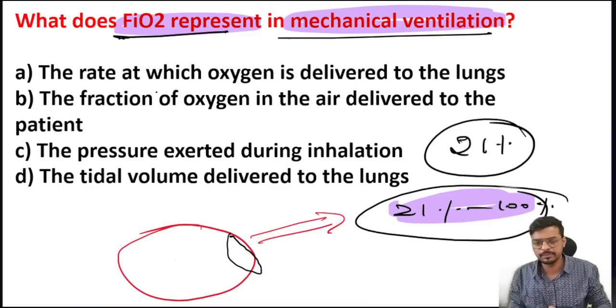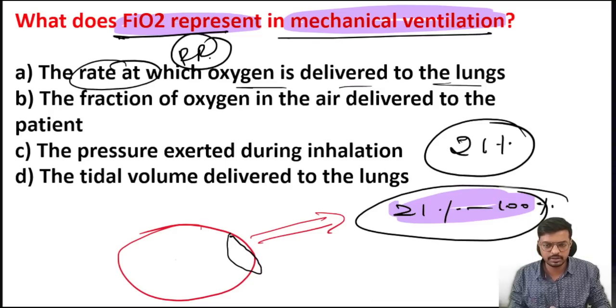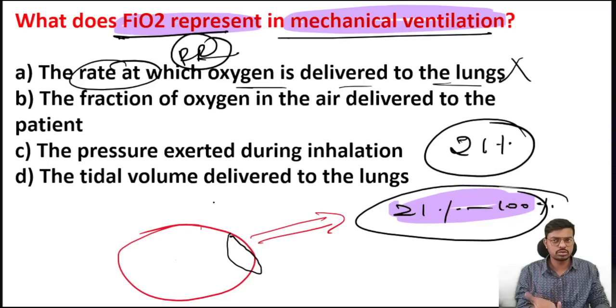Option A is telling the rate at which oxygen is delivered to the lung. The rate would be the respiratory rate, or the flow rate of the oxygen delivery system, so this is not FiO2. What I told is that FiO2 is the concentration of oxygen in the total air, that is, among the complete inspired air, how much fraction is oxygen. That is what we call FiO2, the fraction of inspired oxygen.